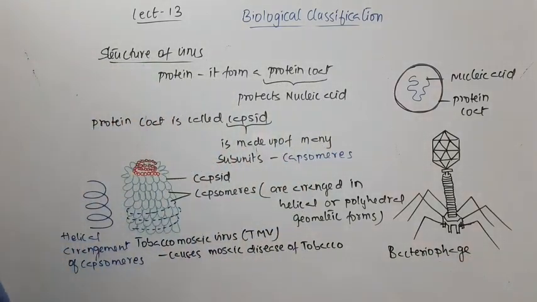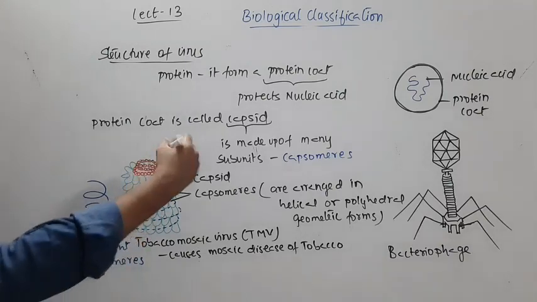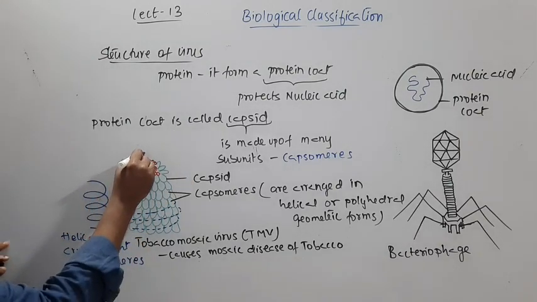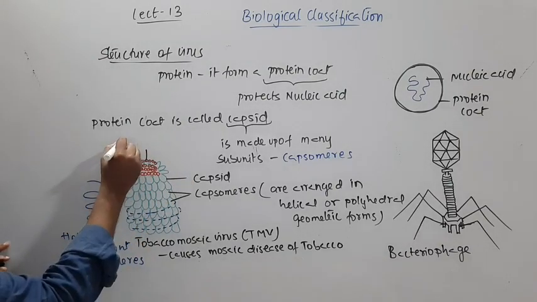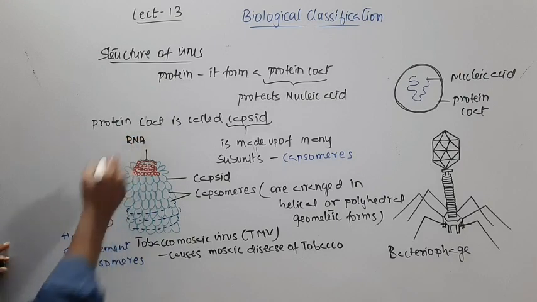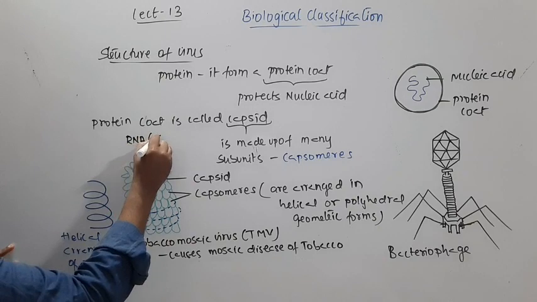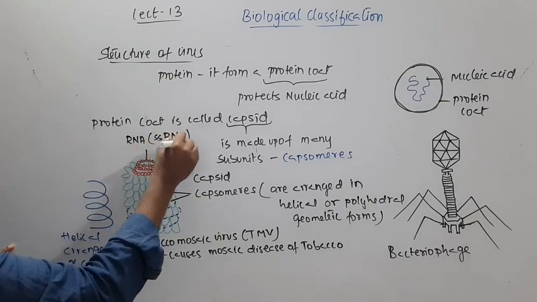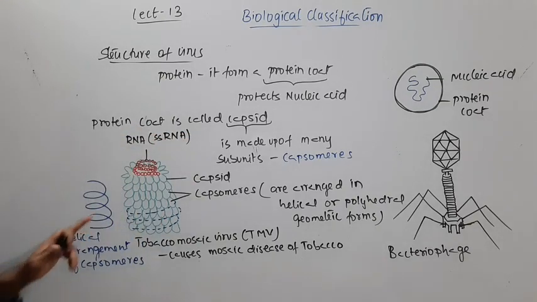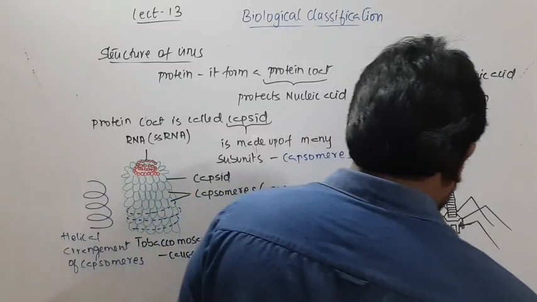Before I go there, one more point I would like to tell. Here, the red color one is RNA, a nucleic acid, and that too a single stranded RNA. So single stranded RNA is present in the case of this tobacco mosaic virus. Now let's come to this bacteriophage.